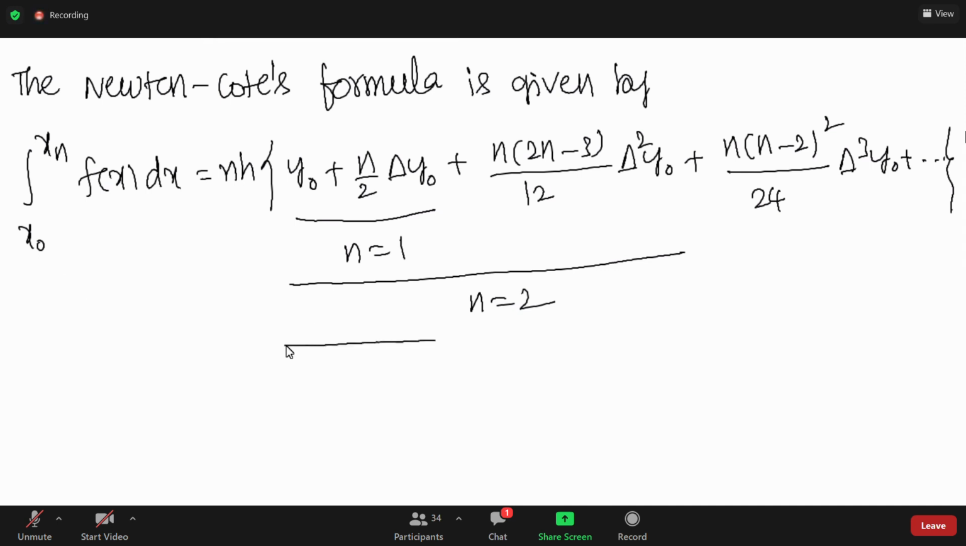This is for n is equal to 3. N is equal to 3 means third order. Third order means it includes zero order, first order, second order and third order. Now I have to derive trapezoidal rule for n is equal to 1, Simpson's 1/3 rule for n is equal to 2, Simpson's 3/8 rule for n is equal to 3. So this is equation 1.